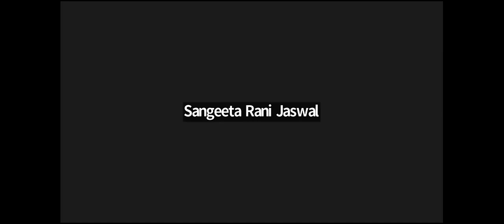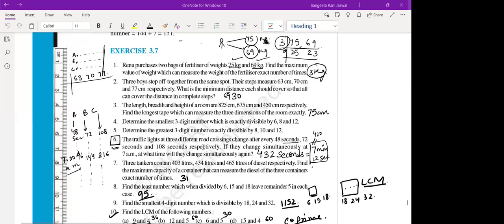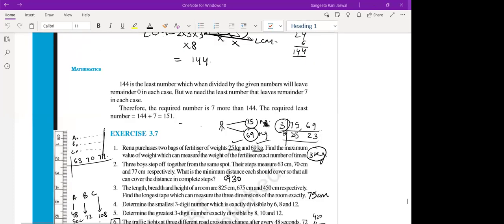Okay, so let's move to the screen. Okay, this exercise I'm talking about. Now Renu purchases 2 bags of fertilizer of weight 75 kg and 69 kg. Find the maximum value of the weight which can measure the weight of the fertilizer exact number of times. So, Nishika, you understood the question?